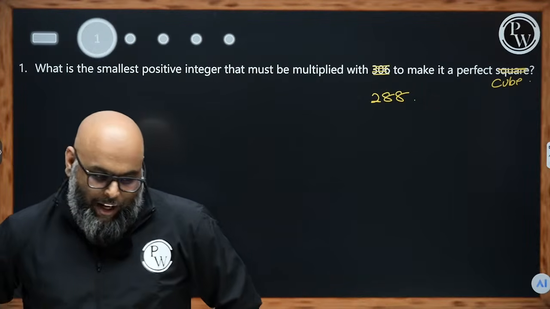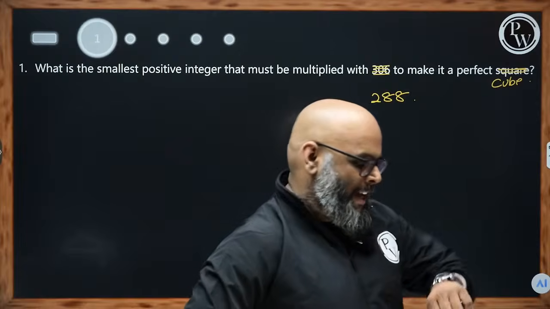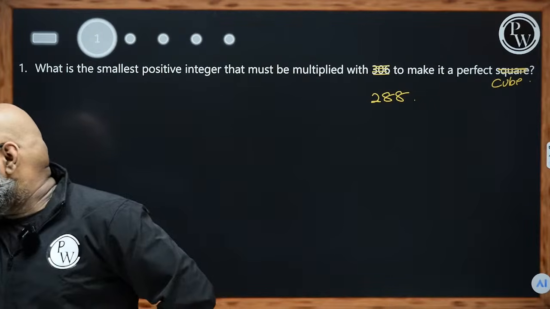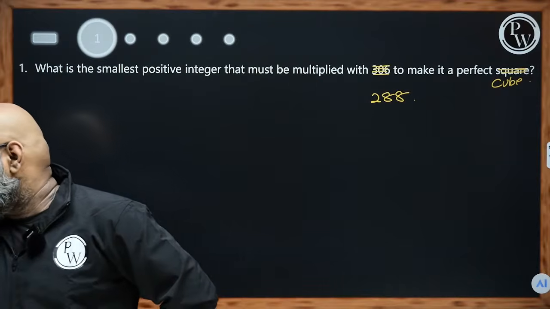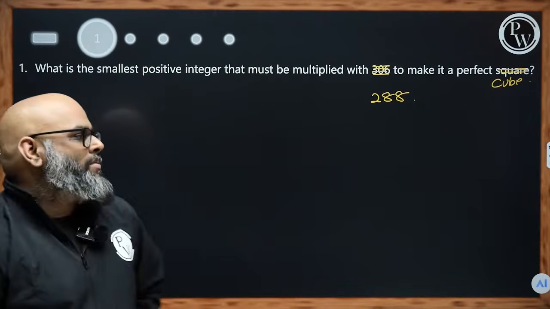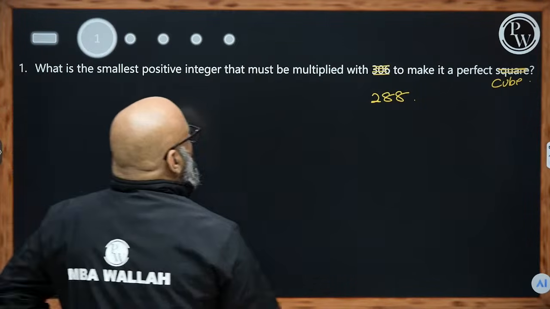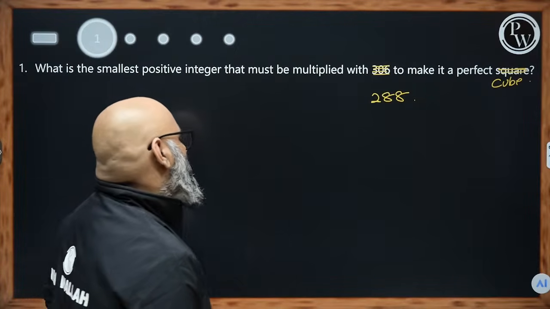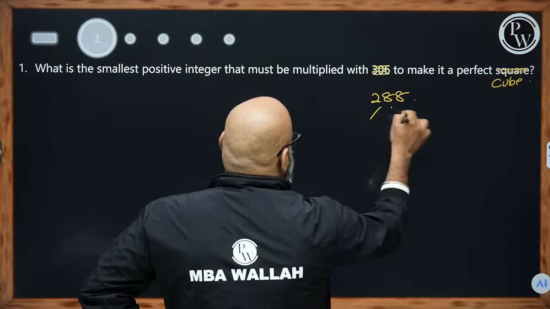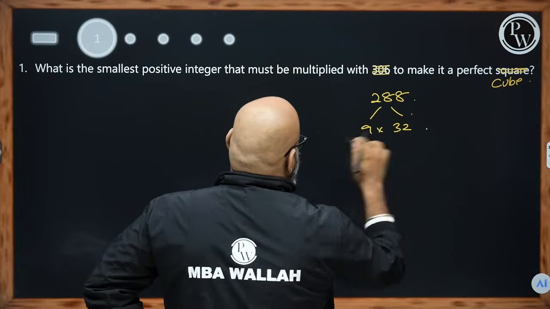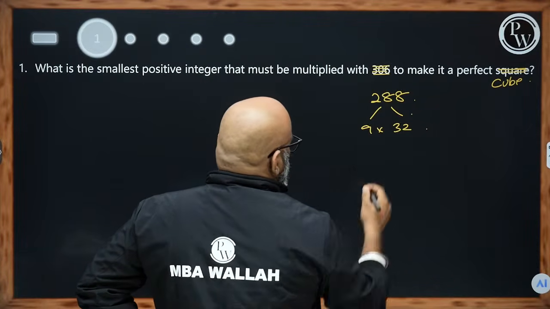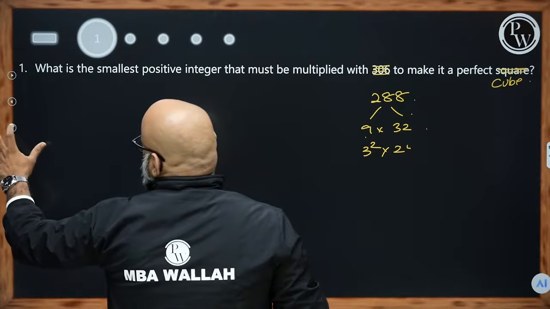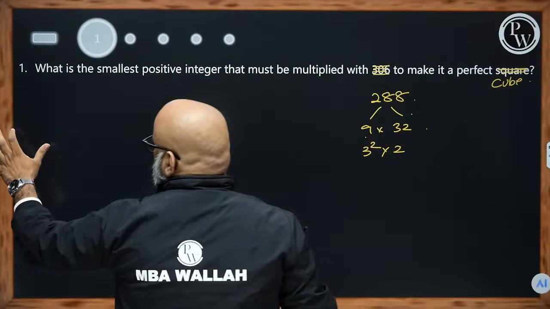I'm just adding one layer. I thought of sticking with one question, but then I felt like, hey, let's do a layer of it. Right, I'm getting the answers now. Let's do it. 288. I look at 288. Beautifully goes in 9 for me. 9 into 32. 9 is 3 square. 32 is 2 power 5.